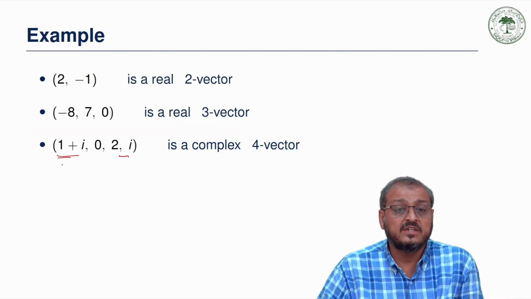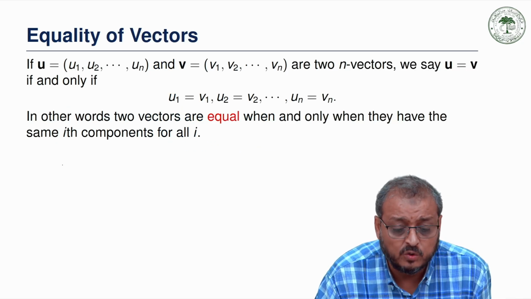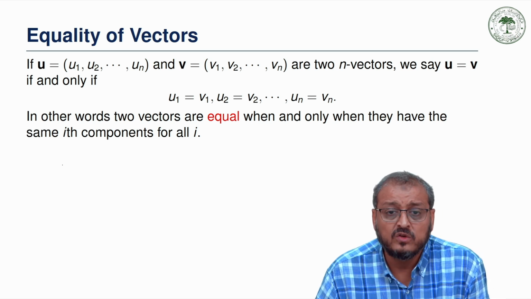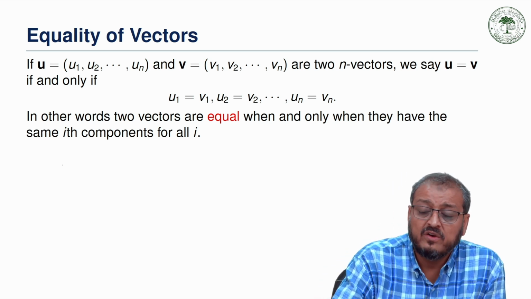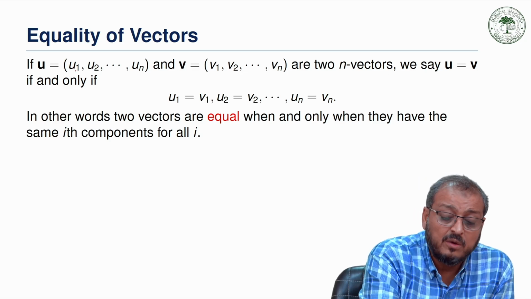Now we have to say when two vectors are equal. If u is equal to (u1, u2, un) and v is equal to (v1, v2, vn) are two n vectors, we say that u is equal to v only when the corresponding components are the same.